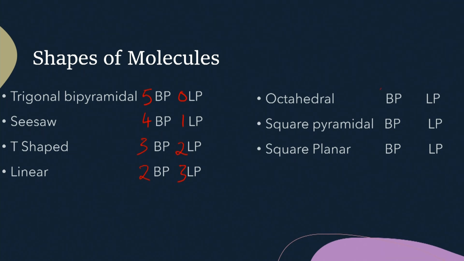Octahedral will have 6 bonding pairs and 0 lone pairs. Square pyramidal will be 5 bonding and 1 lone pair. Square planar will be 4 bonding and 2 lone pairs. So again, if you write them out in this order, if you know the order, then that can help you with remembering the number of bonding pairs and lone pairs.